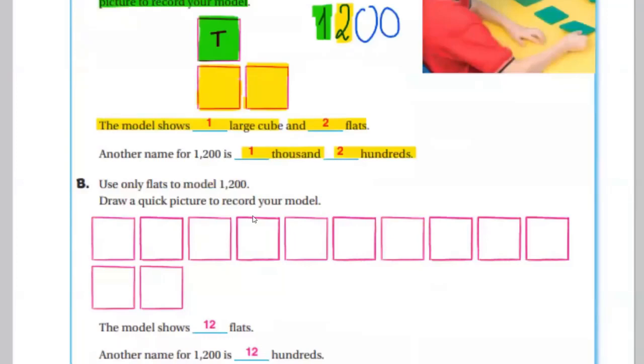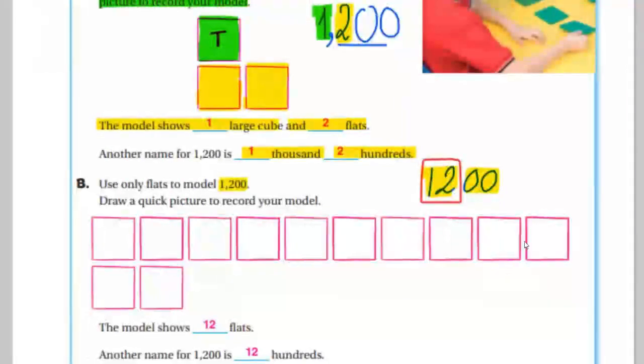Okay, let's model this number in another way. We can read it as 12 hundreds, right? Because we have here 12 and to the right of it 2 zeros, right? So we can read it as 12 hundreds. We're going to use 12 flats because we have here 1200, right? So 1200, we're going to use 12 flats to model it.